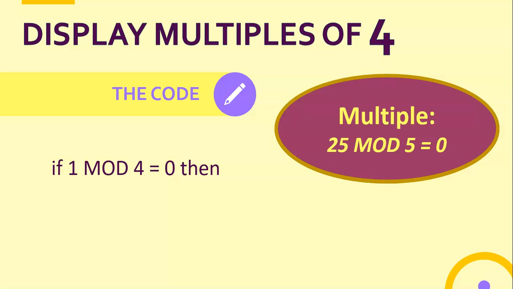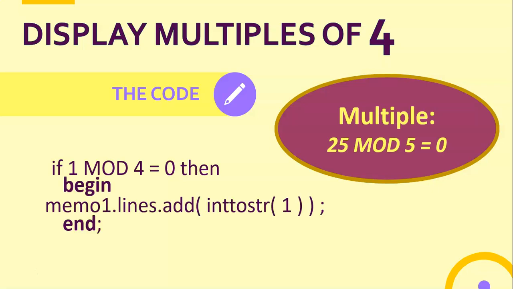If I want to check if 1 is a multiple of 4, obviously it's not, but if it was, we would say, how many times does 4 go, or does 4 go into 1 without a remainder? That's basically what I'm saying. Does 4 go into 1 without a remainder? It doesn't, because there's going to be a remainder of 1. But if it was, we would display the 1 if it was a multiple of 4. But in this case, it's not.